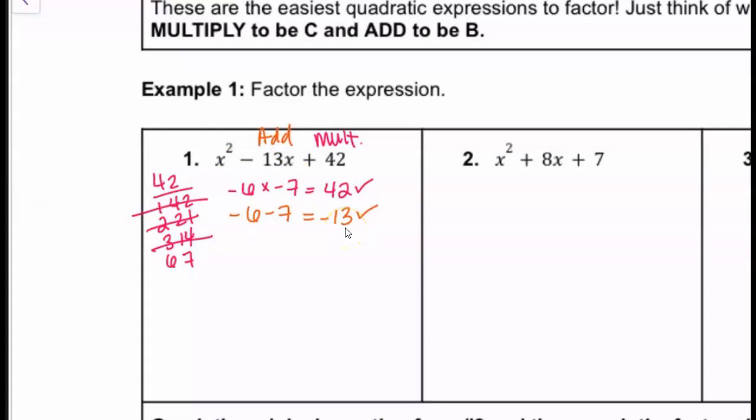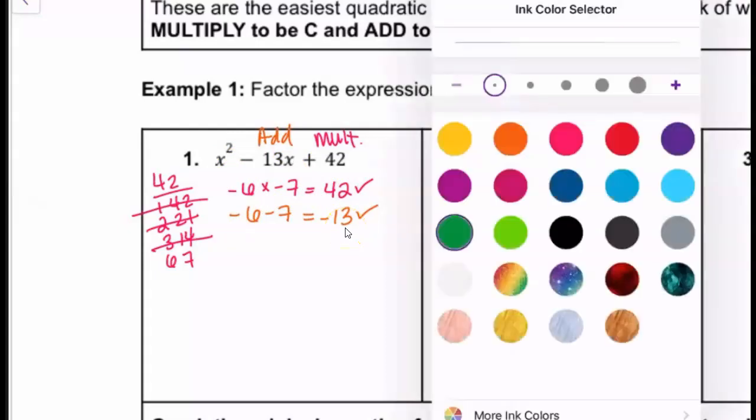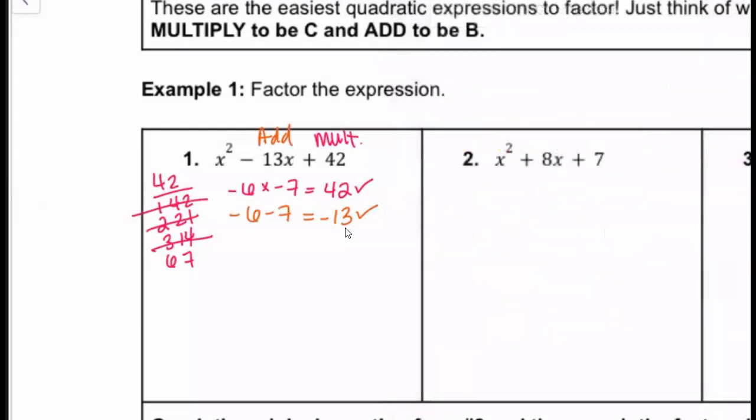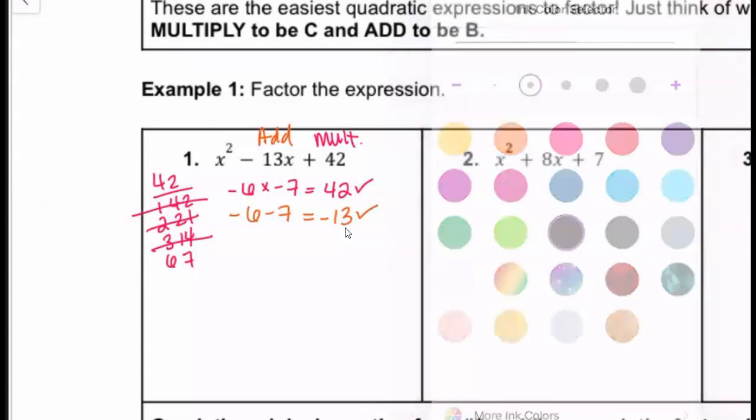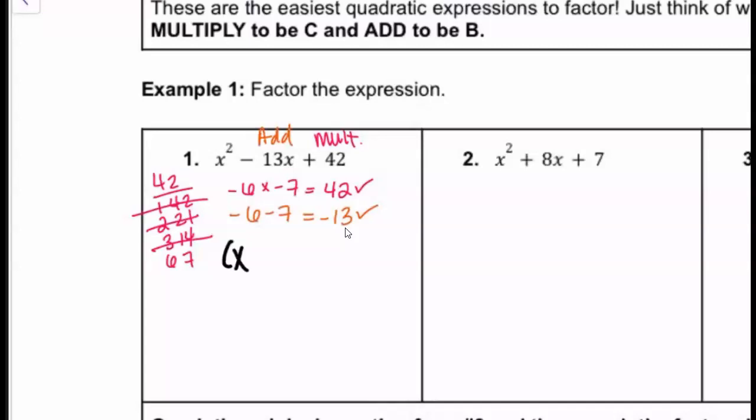Once you find that, all you have to do is write my expression: x, and then my numbers. So the first one I found was negative 6. And the order you write them doesn't matter. You could write the negative 7 first. And then x, my negative 7. And that's my answer. Now you can double check it.